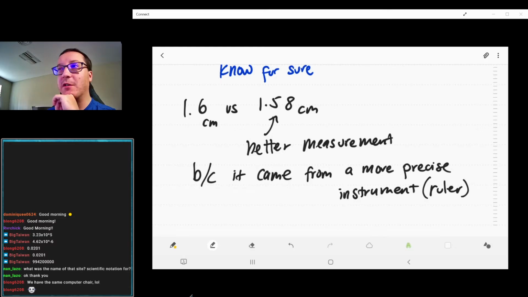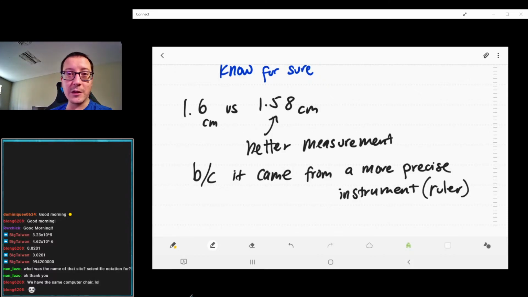The better your ruler is, the better your measurement is going to be, the more accurate it's going to be. The same thing happens with all the other measurements. If you want a scale that can read 0.00001 grams or something really small, you're going to end up paying a lot of money for it. Those often cost like $10,000.